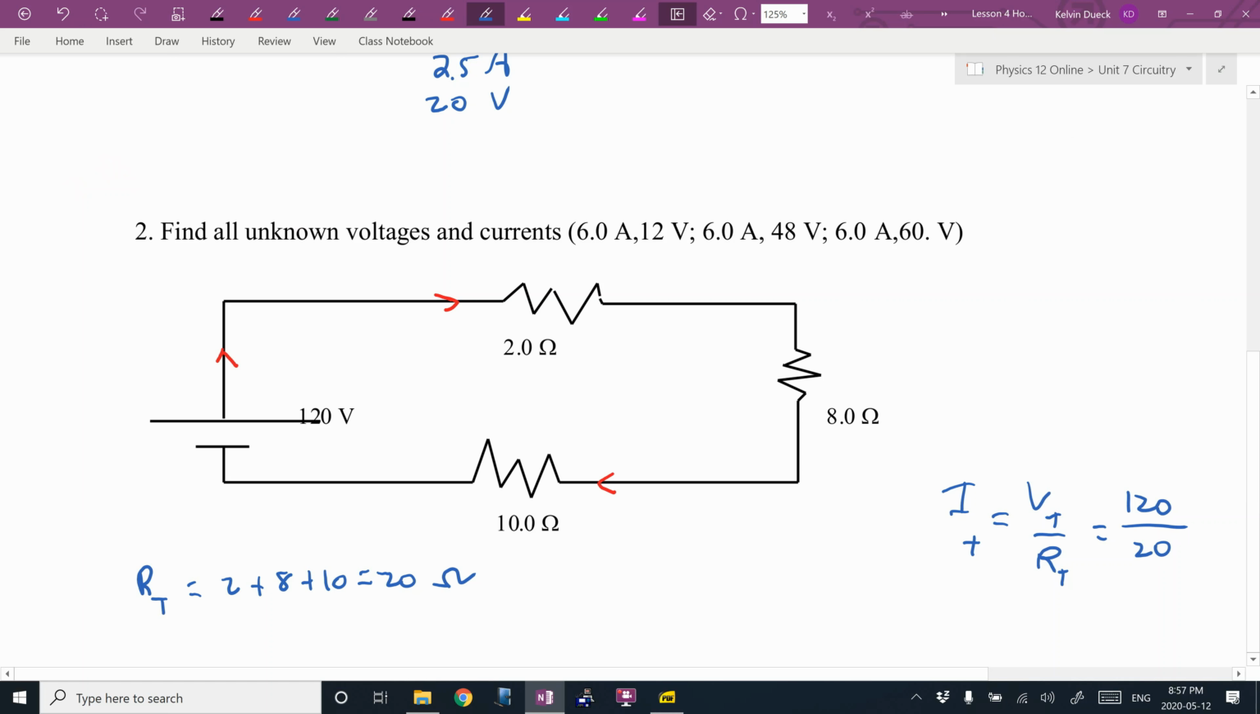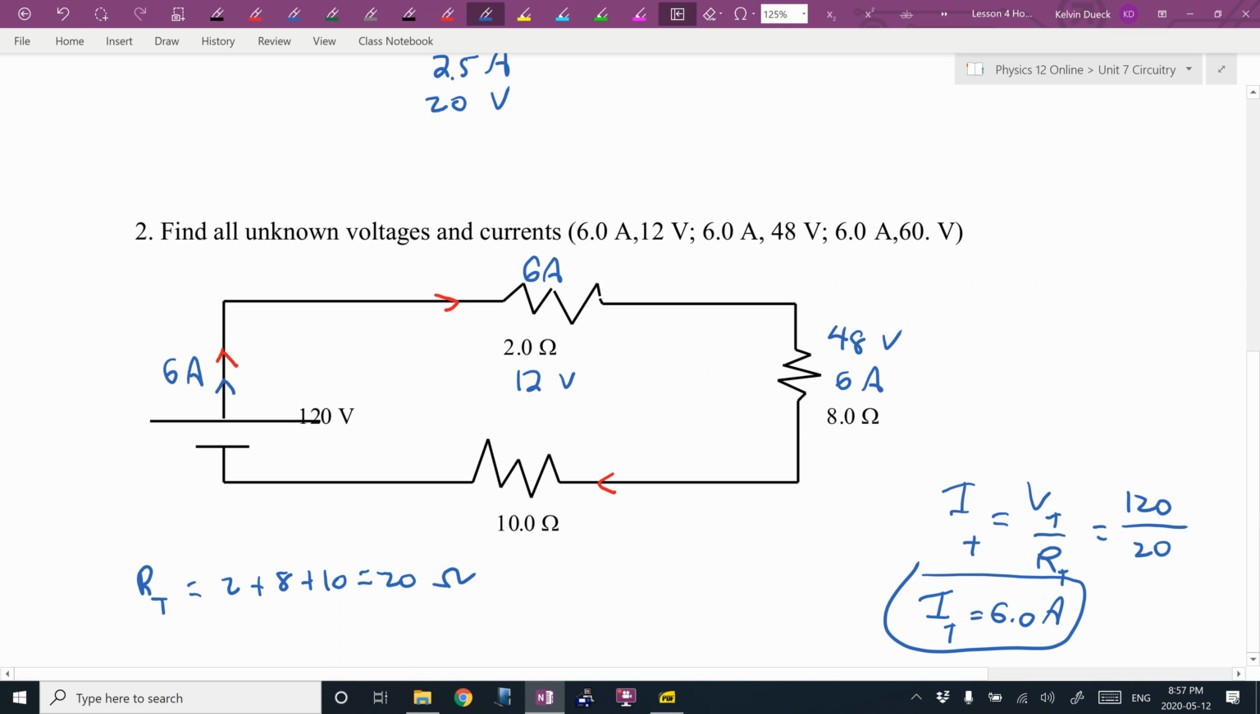Hey, Dan, I'll bet you I can do that in my head, Daniel. 120 divided by 20, I total 6 amps. This question's going to fall apart because now I have 6 amps leaving the battery. There's 6 amps going through here, which also means this is I times R, 12 volts. There's 6 amps going through here, which also means this must be 48 volts. And then I could either go 120, take away 12, take away 48 to give me the 60 volts here, or I could say, you know what, this is 6 amps, it's going to be 60 volts.